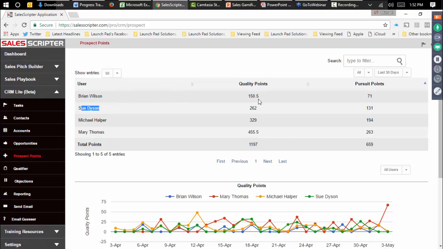But you can look at this table here, and if we sort this by highest, you can see Mary Thomas has the most points, the most quality points. So she's generating the most interest. And if I sort the pursuit points list, Mary Thomas also has the most pursuit points, so she's working the hardest. This is good data too, because you might have someone who's working the hardest, but they might not be generating the most interest, which is very interesting information, right? So that's good data.